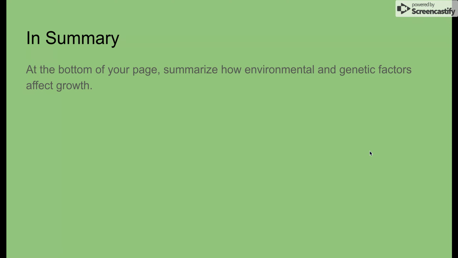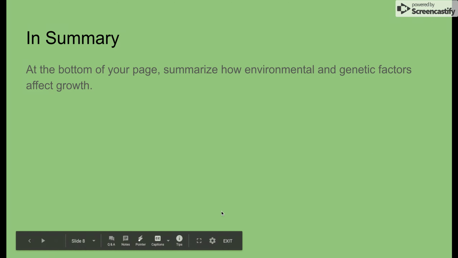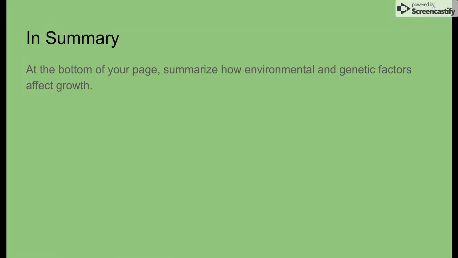So to finish off, in summary, at the bottom of your page, please summarize how environmental and genetic factors affect growth. Okay, so we've listed what they are here, but now I want you to think about how do they affect the growth? Go back to that idea of what do all living things need to grow? And if the conditions are not ideal, so for environmental, if the conditions are not ideal, how does that affect the growth of the organism? As well as how does what you inherited from your parents affect your growth? Once you've done that, please show your teacher your notes and move on to the next activity.